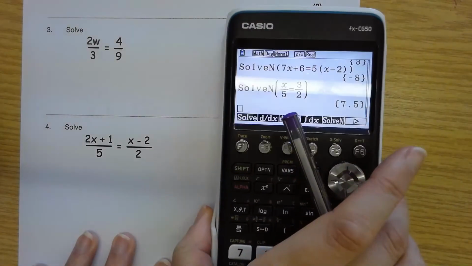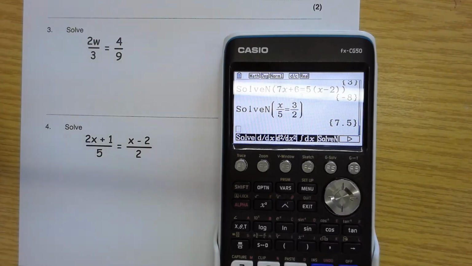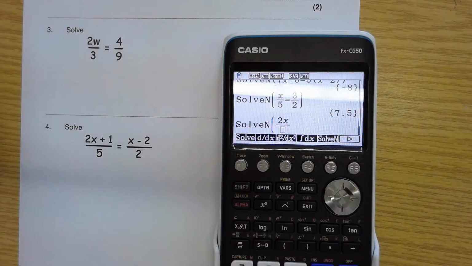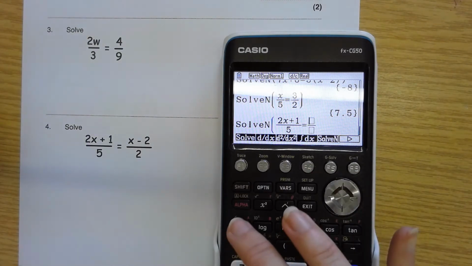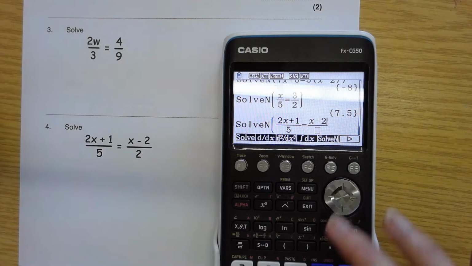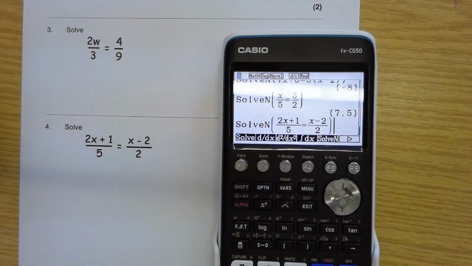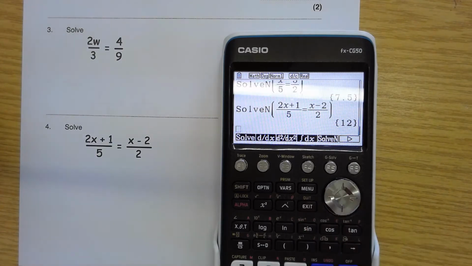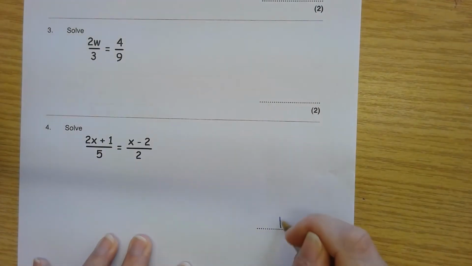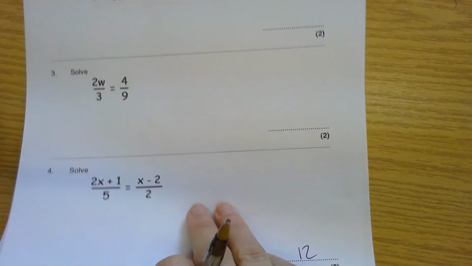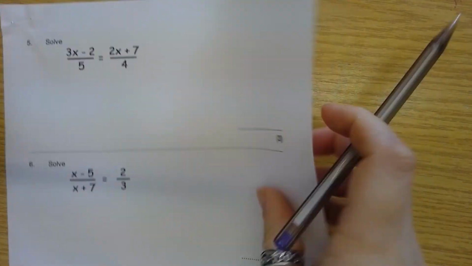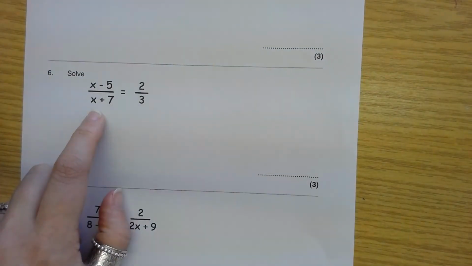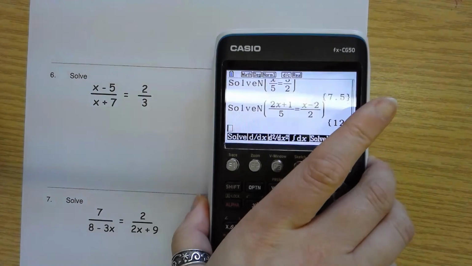If I look at the one underneath, this has fractions on either side of the equal sign, and it also has variables on both sides. So just to show you once again, as in the previous video, even if there are variables on both sides, when you're using the solve n, it doesn't matter. Enter it as normal on our true view or natural display, and it gives me the answer of 12. It's very handy when you're working out the answers to algebraic fractions questions, because you can even do it where you have the variable in both the numerator and the denominator.